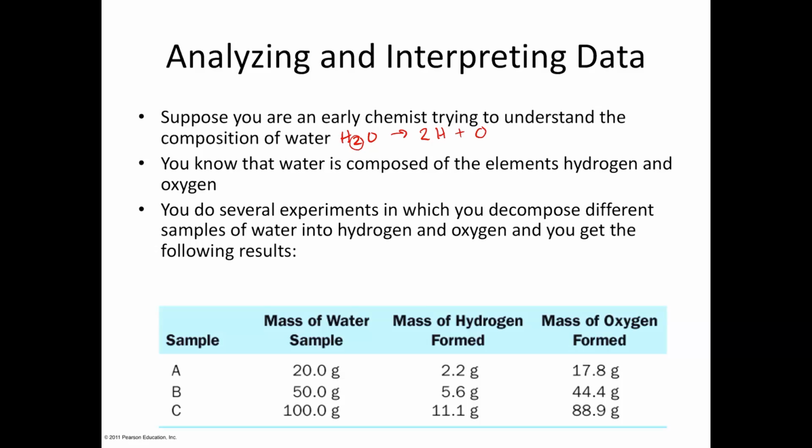You do several experiments in which you decompose different samples of water into hydrogen and oxygen, and you get the following results. So you take 3 different masses of water, A, B, and C: 20 grams of water, 50, and 100. Then you decompose this water into hydrogen and oxygen and get some results. Now, do you notice any patterns in the data? Just take a moment. I encourage you to pause the video, look at this data table, and write down a couple of notes of any patterns that you notice. Some may be more obvious, some may not.